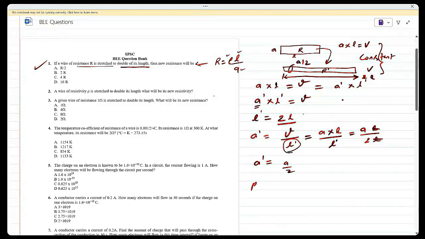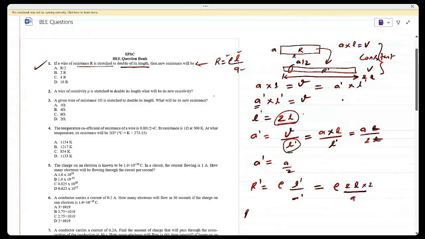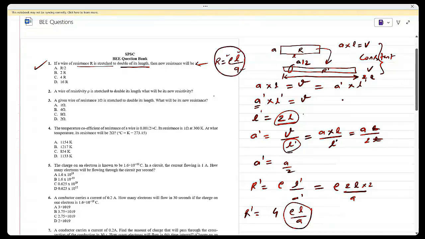So the new resistance R dash is equal to rho L dash upon A dash, where L dash is equal to 2L and A dash is equal to A by 2. A by 2 means 2 will come to the numerator, so R dash is equal to 2 into 2, that is 4 times rho L upon A, and this rho L upon A was the original resistance. So I can say this is nothing but 4 times the previous R. The new resistance will be equal to 4 times the old resistance. So the answer will be C.